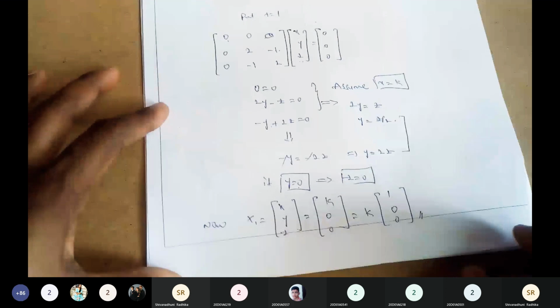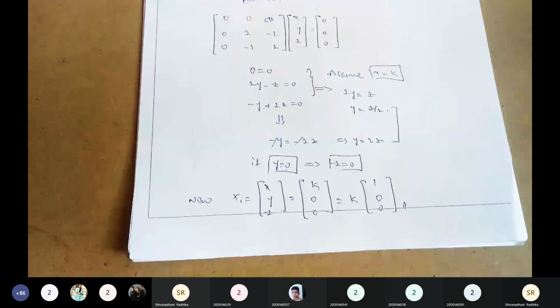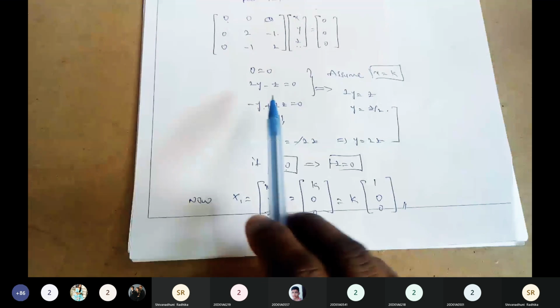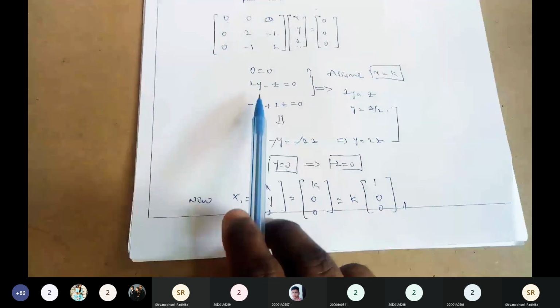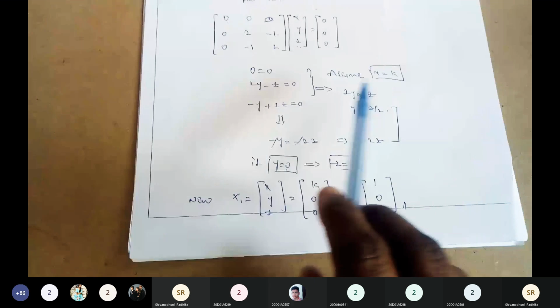Any doubts? Why are we assuming x is k? Because the x coefficient is completely non-zero in none of the three equations. So that's why we need to take x equals k, a constant. Clear?